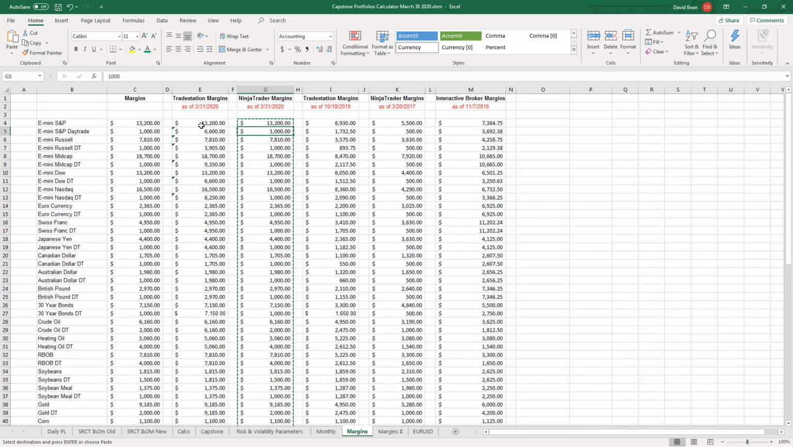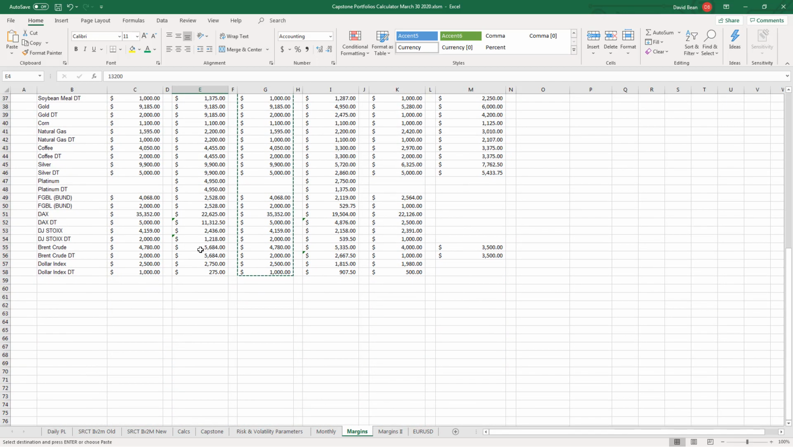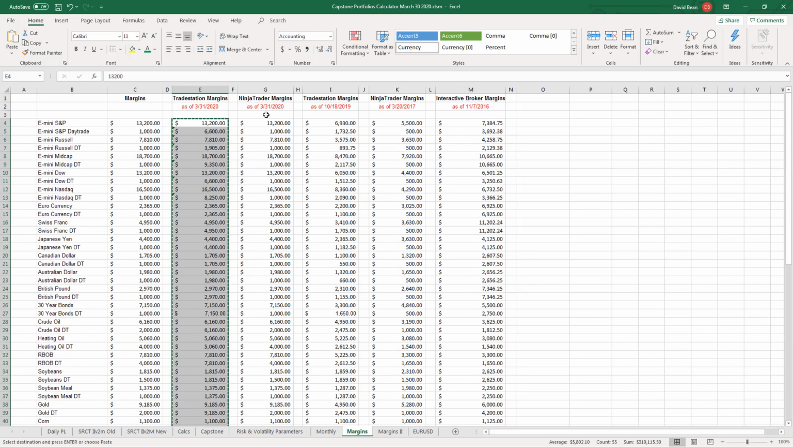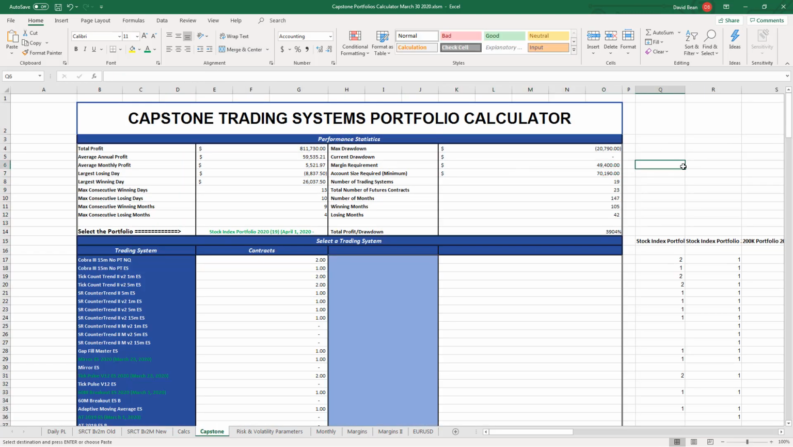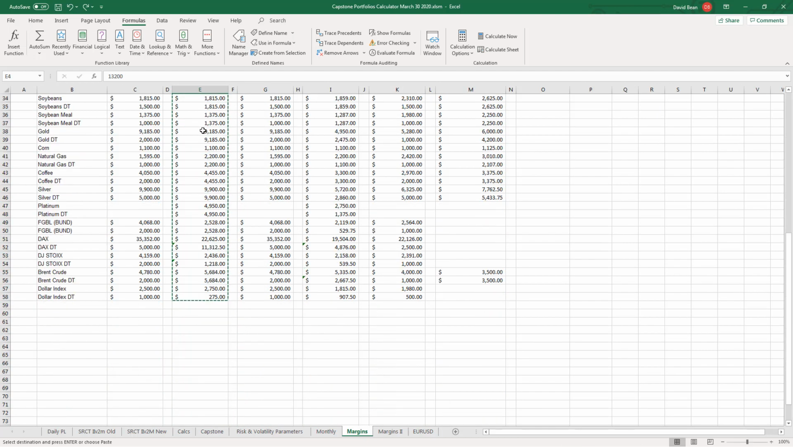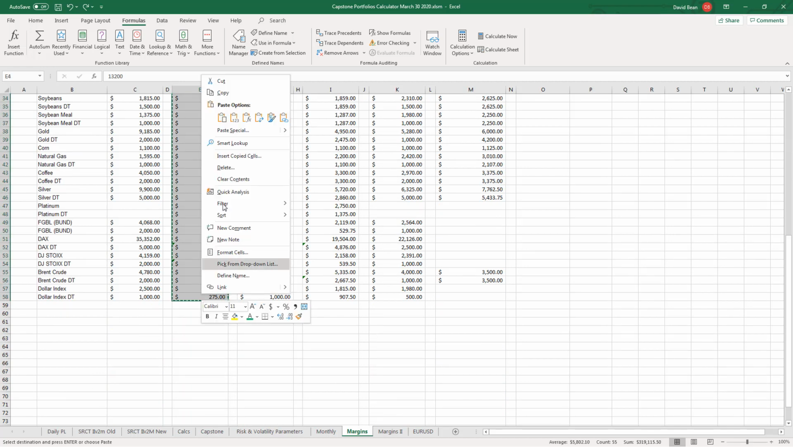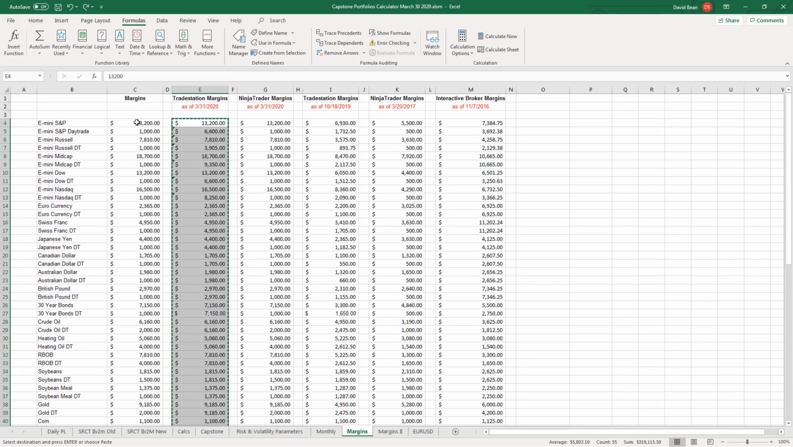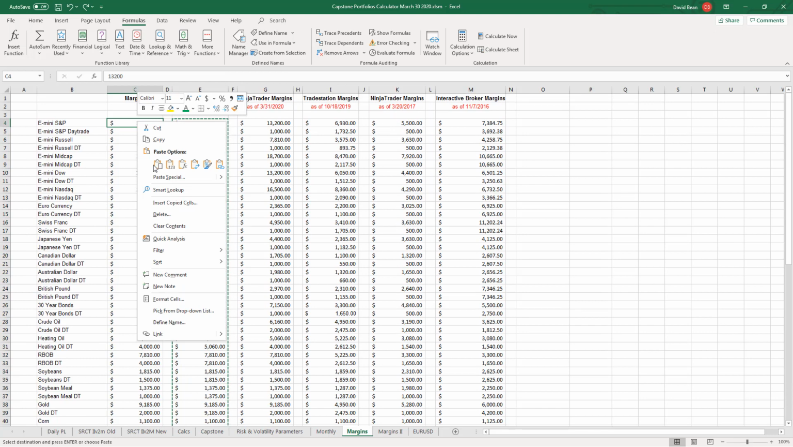Go to this first margins tab, and then we're going to copy this here, and then paste it down. And let's take a look. Let's let this update for a second. I actually copied the TradeStation margins onto the NinjaTrader margins, so I did an undo on that. Now I need to copy them to this margin. Make sure that you copy them to the right place. Copy it to here.